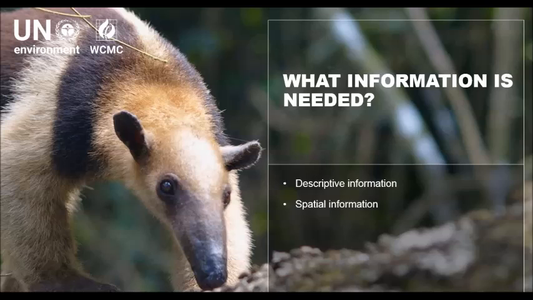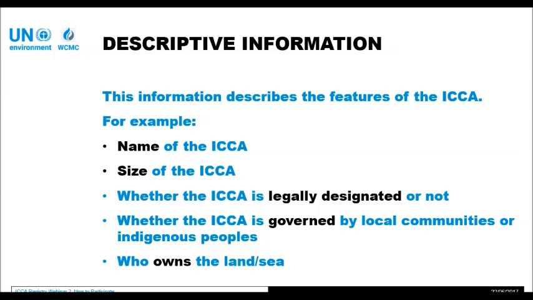Moving on now to the information that's needed in order to register. This section will cover the two types of information that are needed to register: descriptive information and spatial information. Descriptive information describes the features of the ICCA. Examples of the information fields include the name of the ICCA, the size, whether or not it's legally designated, whether the ICCA is under the governance of Indigenous peoples or local communities, or under shared governance, and who legally owns the land.